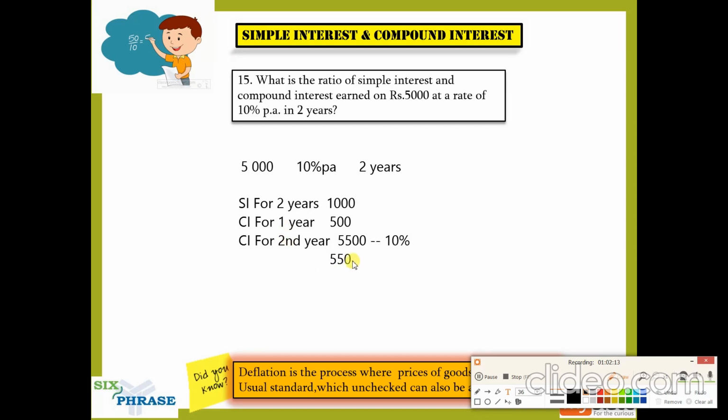So you just have to add 550 and 500. CI for 2 years will be 500 plus 550, which is 1,050, guys. And you know simple interest for 2 years is 1,000. So the ratio will be 1,000 is to 1,050, which will be equal to 20 is to 21. Am I right? Yeah, 20 is to 21 is the correct answer, because if you divide 1,000 by 50, it will be 20, guys. So 20 is to 21.